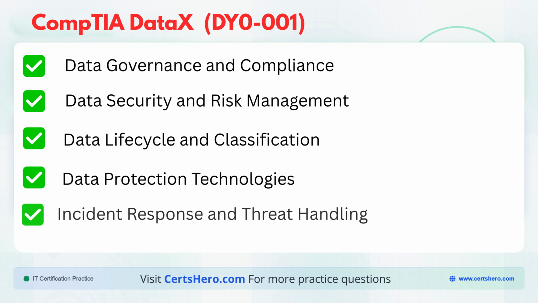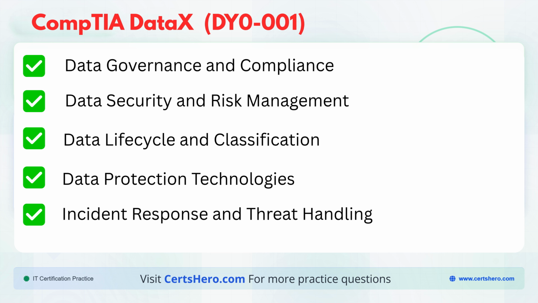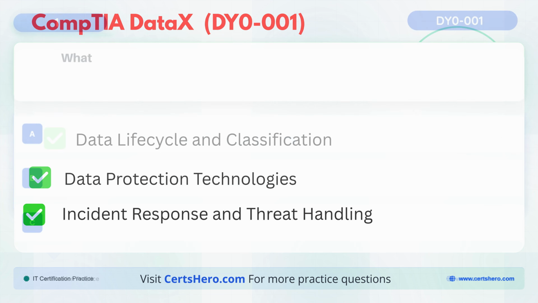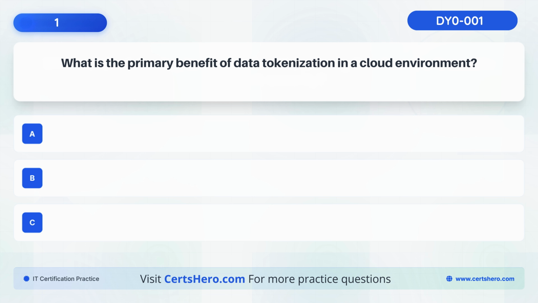In this video, we'll test your knowledge across 5 critical areas: governance, security, data lifecycle, protection tech, and threat response. These 20 tricky MCQs are designed to challenge your thinking and get you ready for real exam pressure. Let's jump into it. What is the primary benefit of data tokenization in a cloud environment?